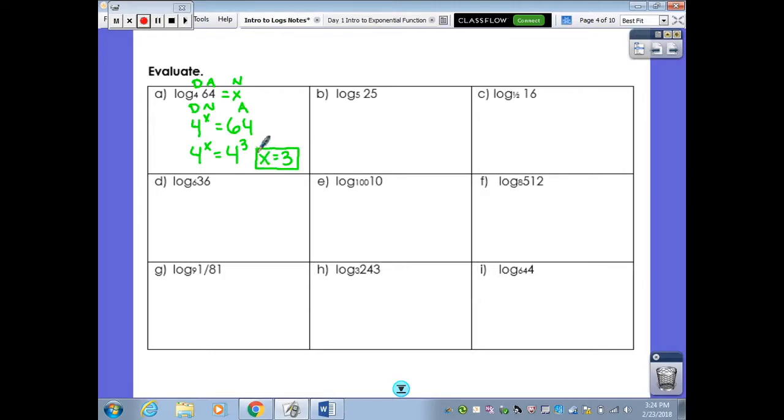Now let's try the next one. Same process. Set equal to x, D, A, N becomes D, N, A. Now we want the same base. So this becomes 5 to the x equals 5 squared, which now simply is just x equals 2.